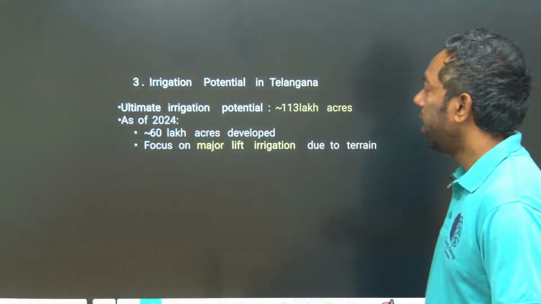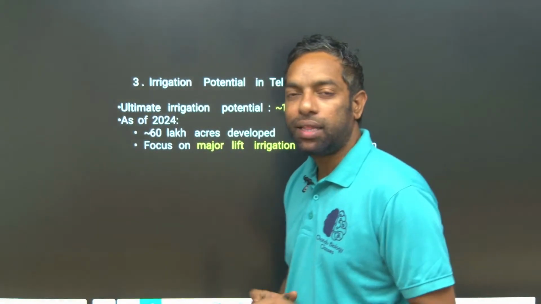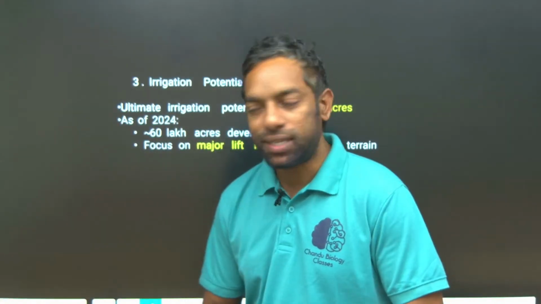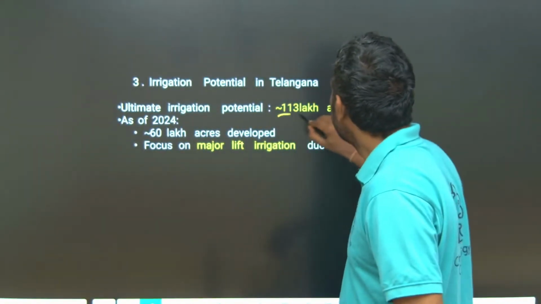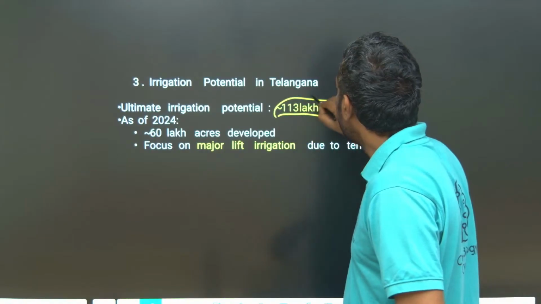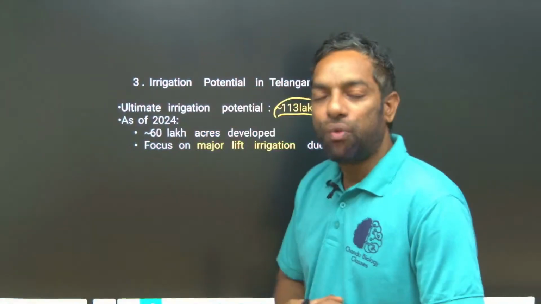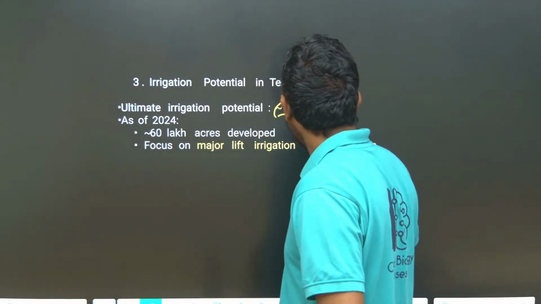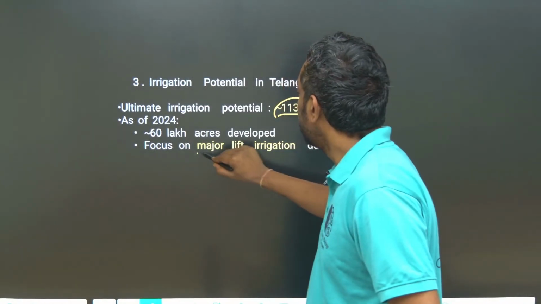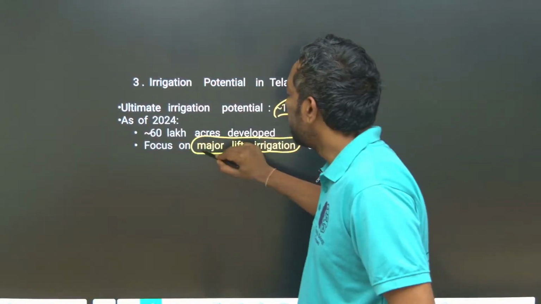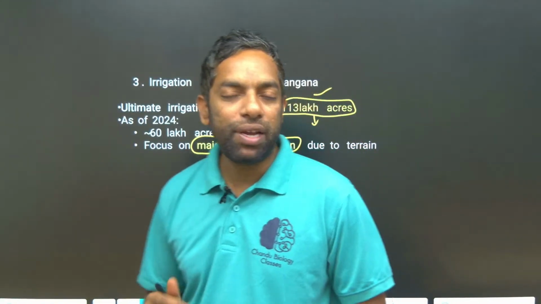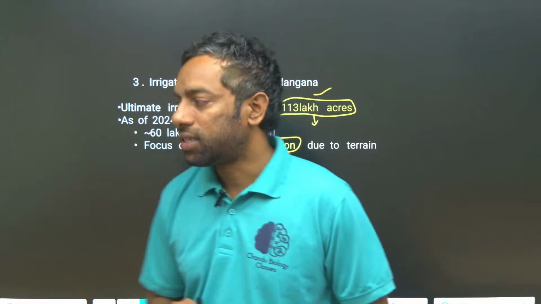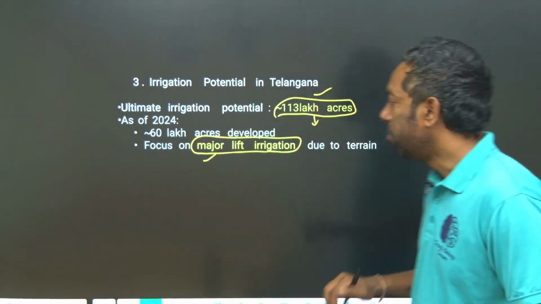They might ask you questions on irrigation potential in Telangana. Approximately 113 lakh acres are under irrigation. The major source of irrigation in Telangana is lift irrigation. This can be asked as a question, guys.